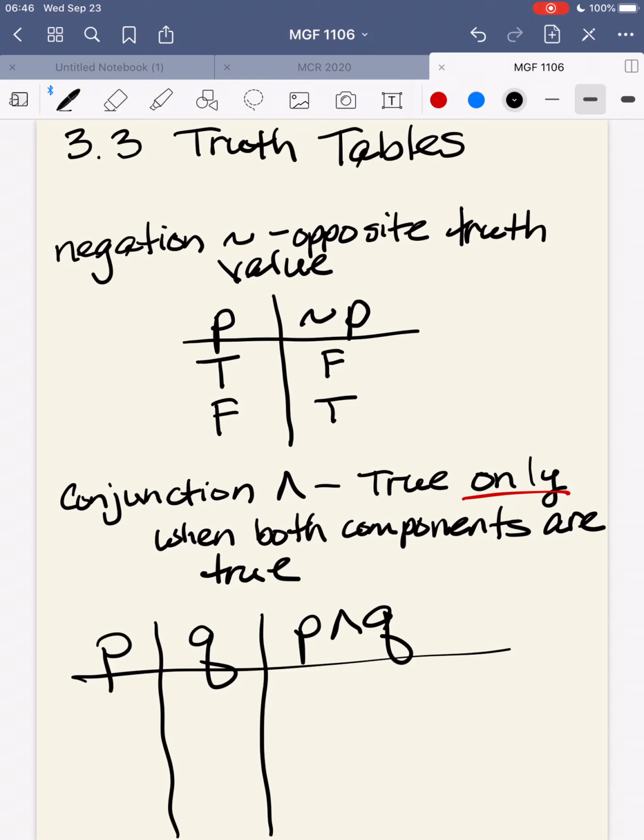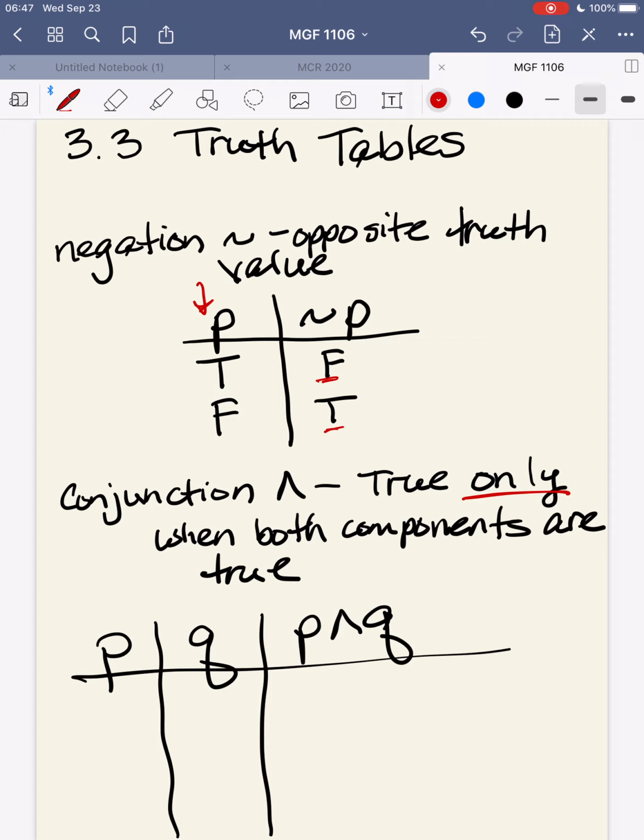All right, so welcome to 3.3. We're going to talk a little bit about truth tables. And this is where the next three sections are going to take us as far as creating these truth tables. So first of all, we got to remember that negation is the opposite of the truth value. Okay, so if we look at P, and P is true, then not P is going to be false. If P is false, then not P is going to be true.